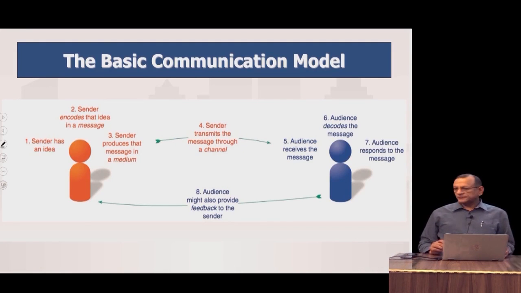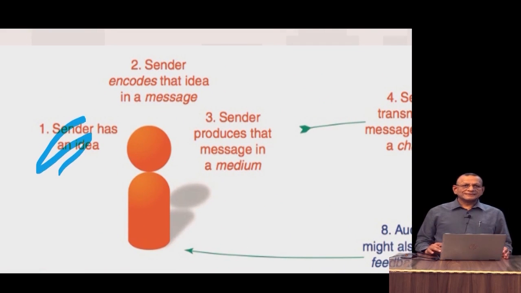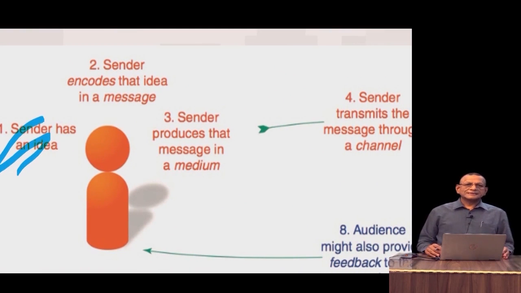The first thing we have in front of us is that the sender has an idea. The sender is having something in his mind and wants to share that with someone else. So the first step is the sender having an idea. Then the second thing is the sender encodes that idea in a message. So now the sender has converted the idea into a message. Then the third step is the sender produces that message in a medium.